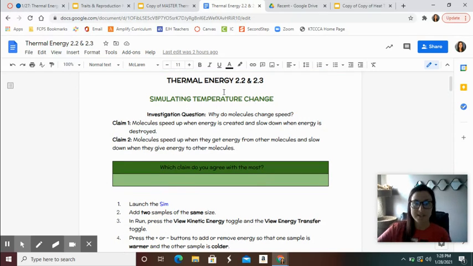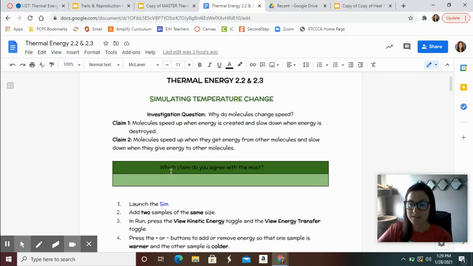We're focusing in on this investigation question, which is: why do molecules change speed? There are two claims here. Claim 1: molecules will speed up when energy is created and slow down when energy is destroyed. Claim 2: molecules speed up when they get enough energy from other molecules and then slow down when they give the energy to other molecules.